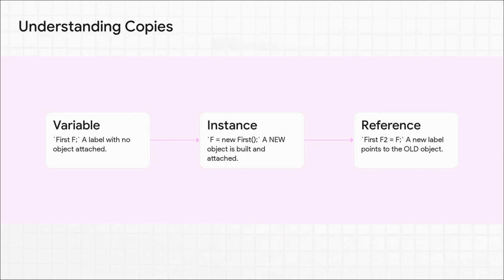Let's break it down. Step 1. First F. All we've done is create a variable. Think of it like an empty name tag, a label called F that isn't attached to anything yet. Step 2. F equals new First. Now we're building. That new keyword creates an actual instance in memory, and we stick our F label onto it. Now step 3. This is the critical one. First F2 equals F. We are not creating a new object. We're just creating a new label F2 and telling it to point to the exact same object that F is already pointing to. That's a reference copy.